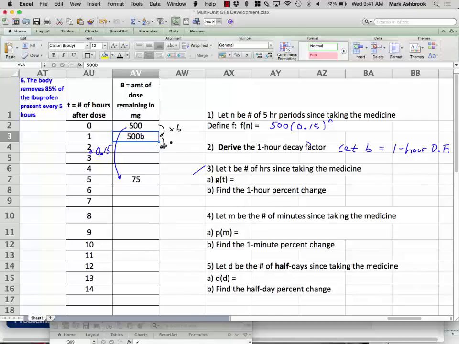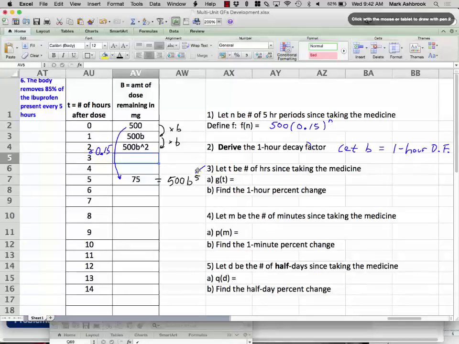How much do we have after 2 hours? You're going to multiply by b again. So therefore, how much would you have after 5 hours? It's 500 times b to the 5th. But we already know that that's 75. So if b is our 1-hour decay factor, then it's 500 b to the 5th equals 75, and now we can solve for b.